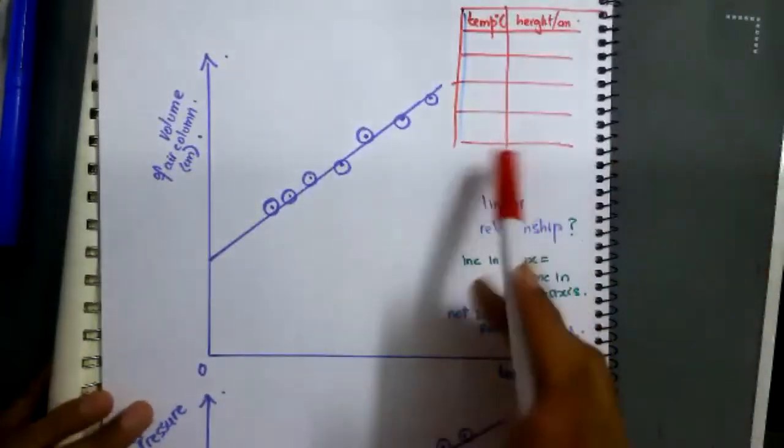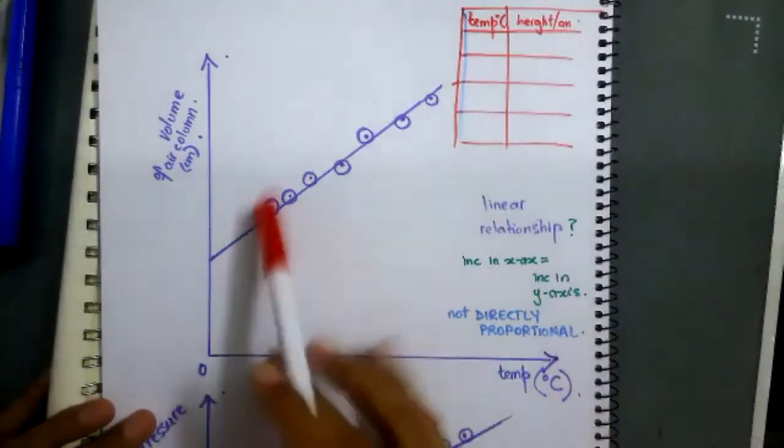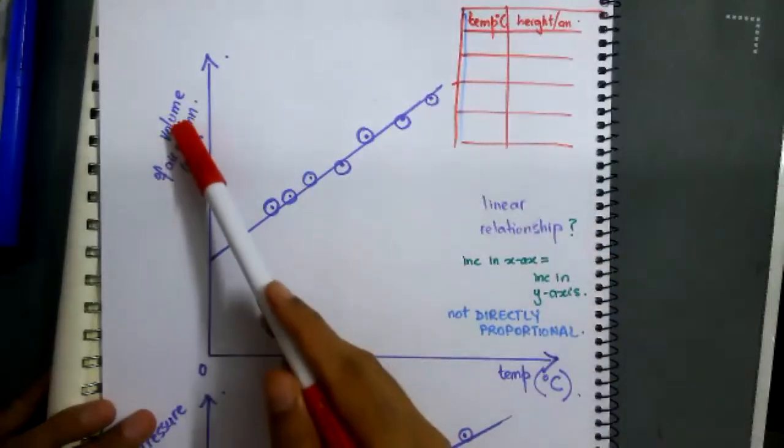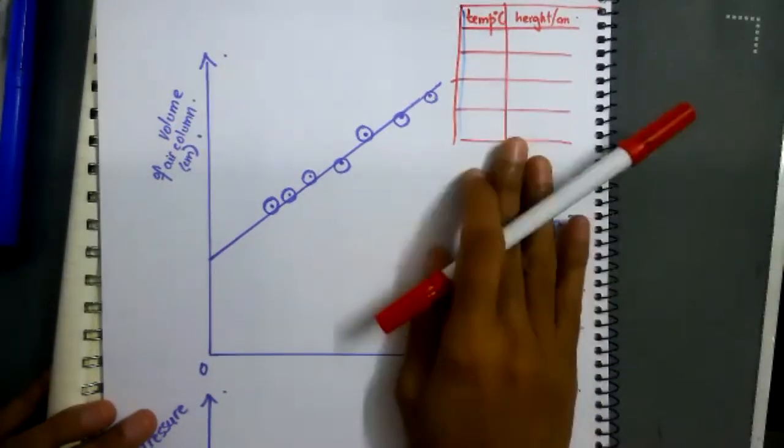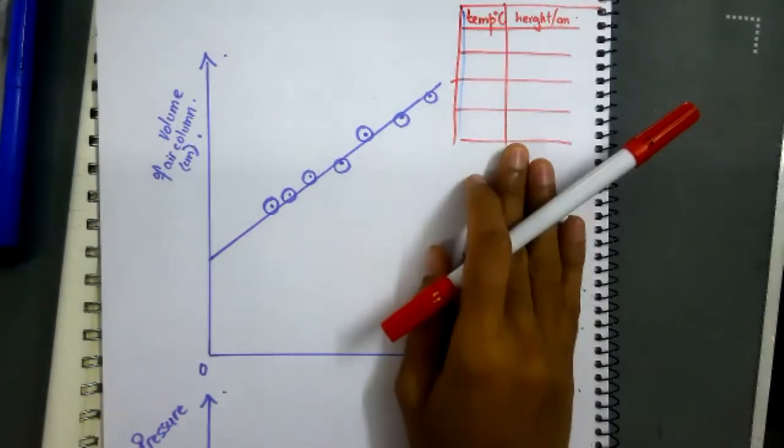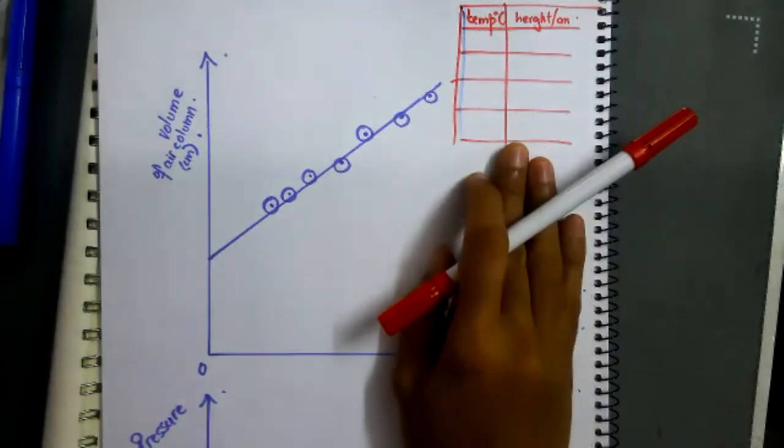Okay, what can I say about this graph? What is this telling me about the relationship between volume and temperature? Yes, Nabil?